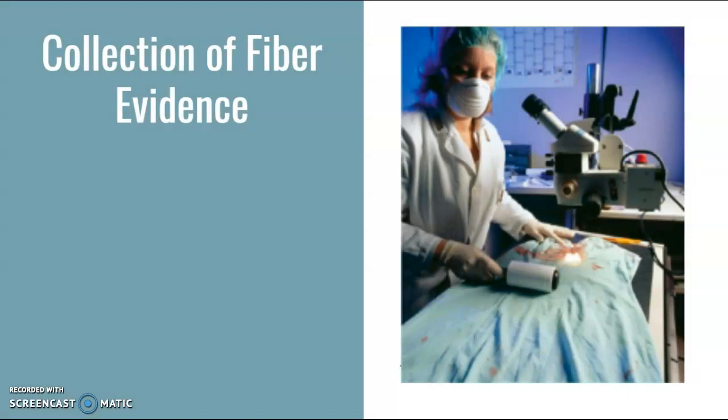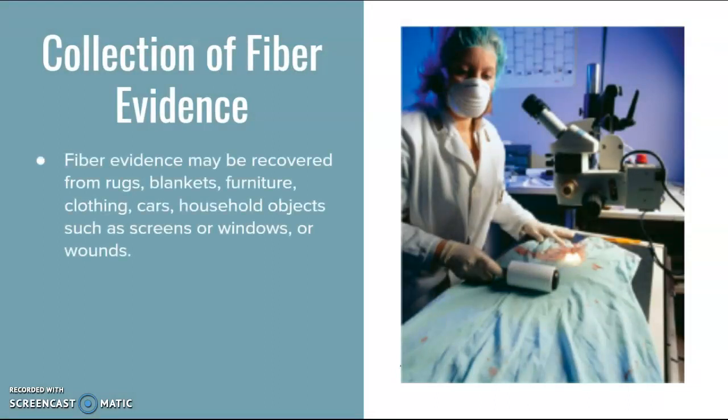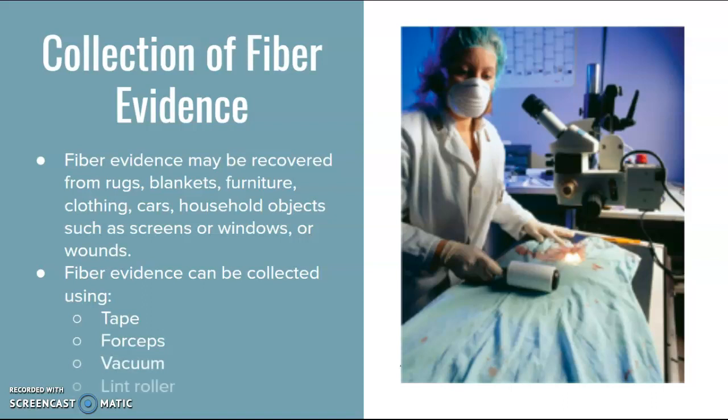So let's look at how we can collect fiber evidence at a crime scene. Fiber evidence may be recovered from rugs, blankets, furniture, clothing, cars, household objects such as screens or windows, or even wounds. Fiber evidence can be collected using tape, forceps, or a vacuum, or even a lint roller.